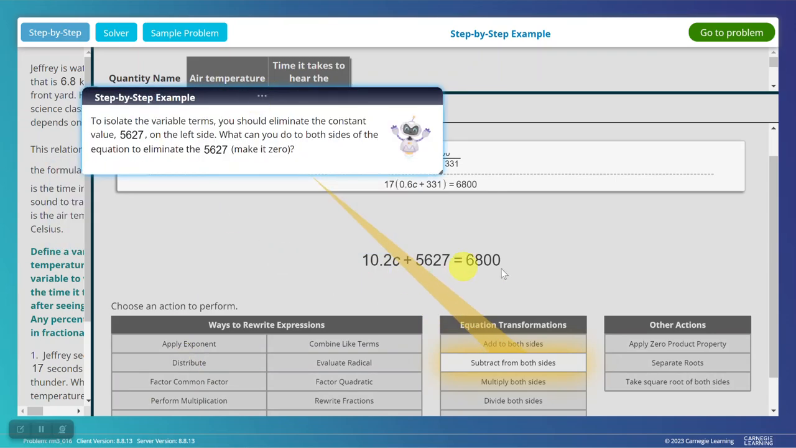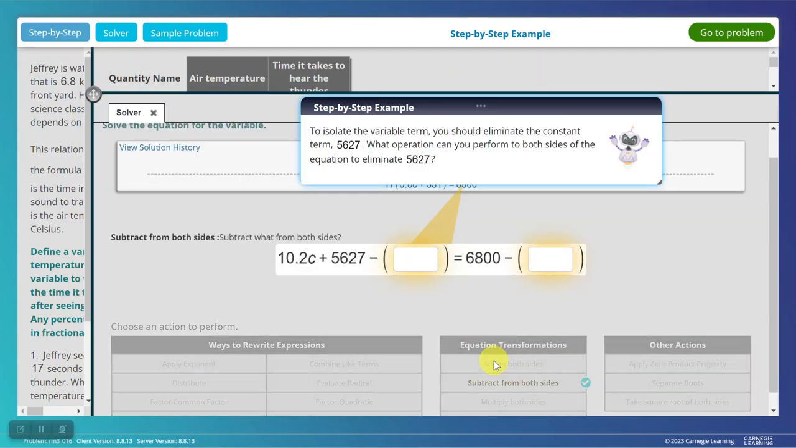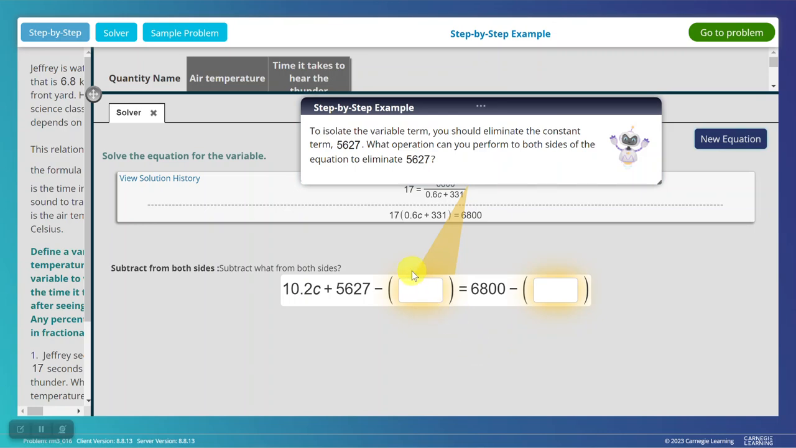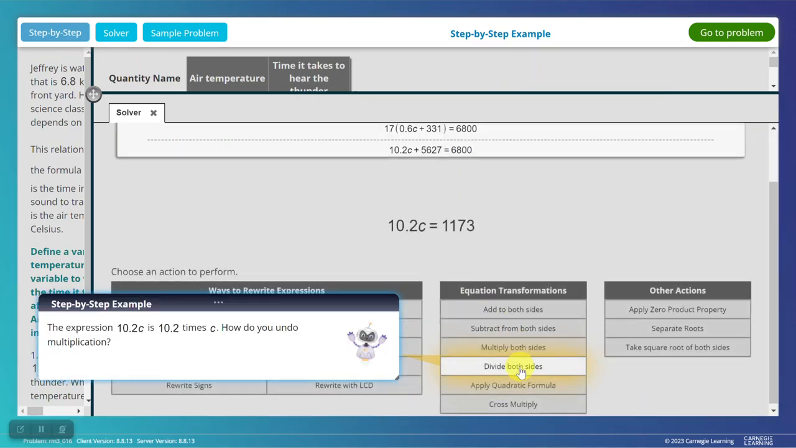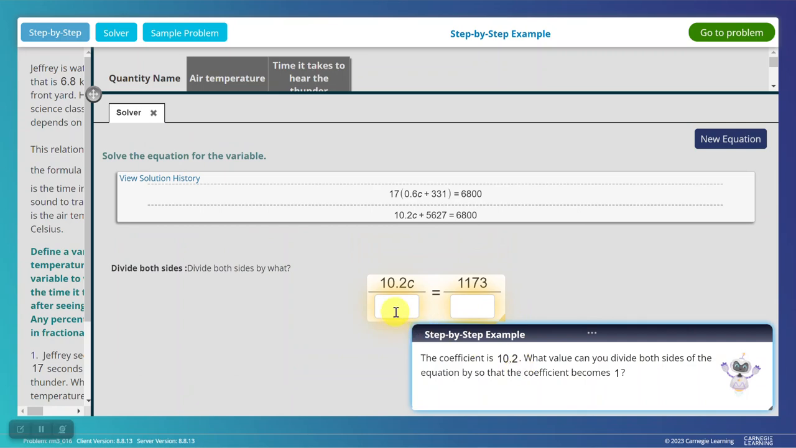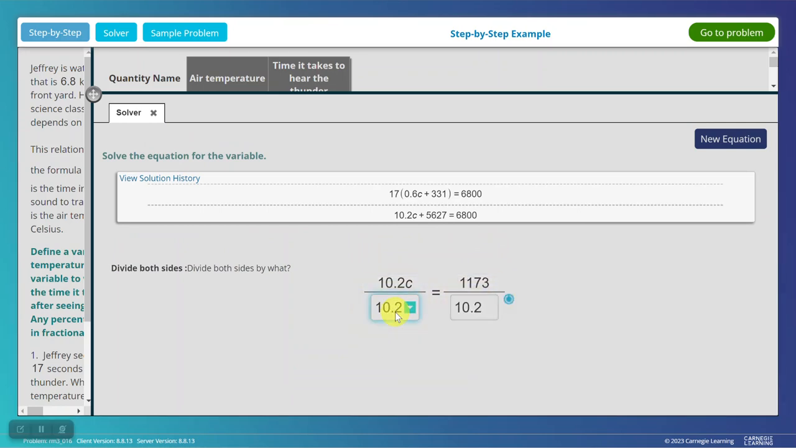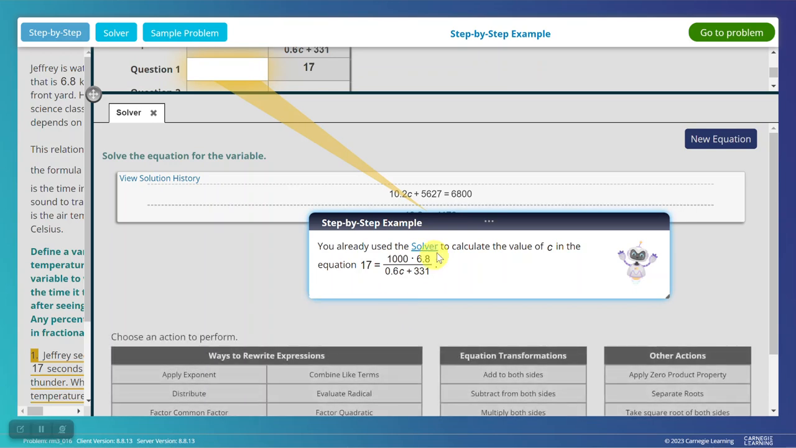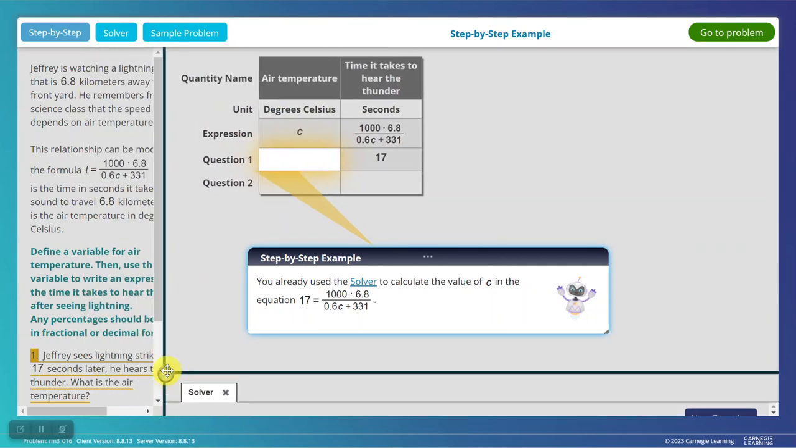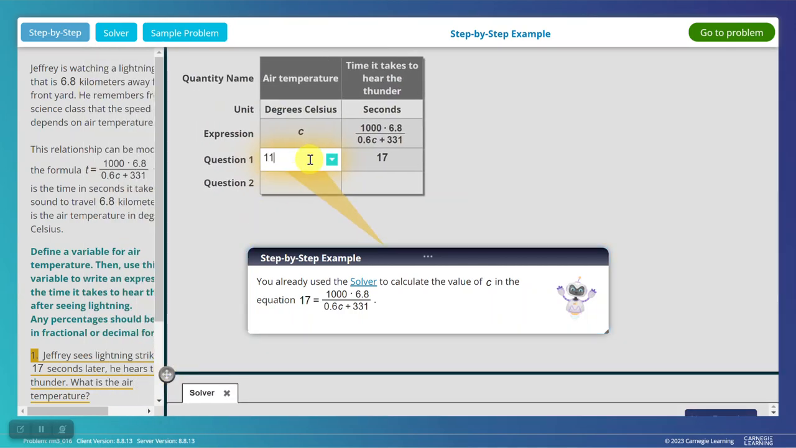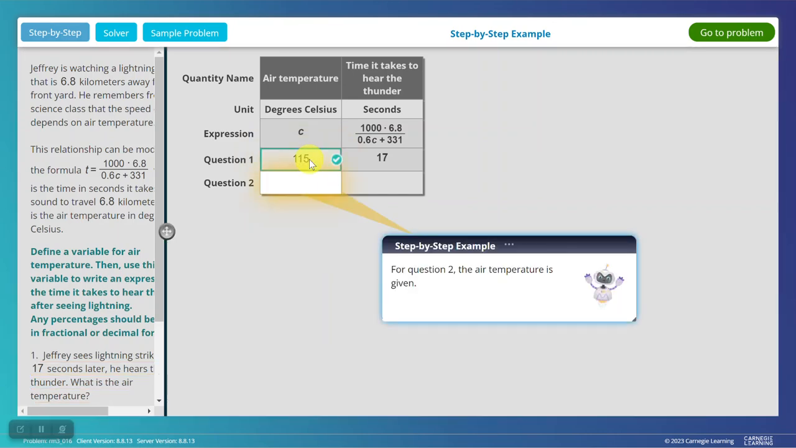All right, we don't have variables on both sides, but I'm going to subtract 5627 from both sides. Divide both sides by 10.2. And we get the answer was 115. So we're going to move this down. 115°C seems pretty hot.